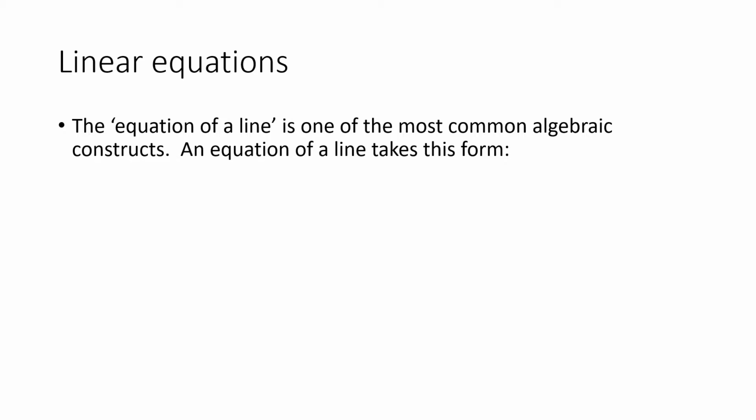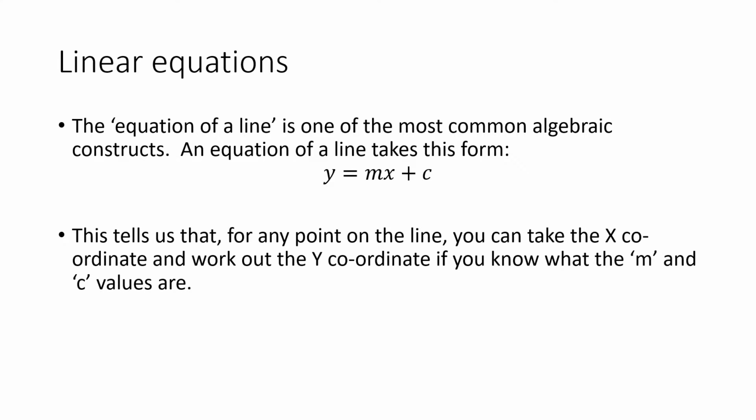So the equation of a line is one of the most common algebraic constructs. It takes this form, y equals mx plus c. You probably heard me mention it earlier. This tells us that for any point on a line, you can take the x coordinate and work out the y coordinate. So x is the known variable, y is the unknown variable, and we've got an m and a c value which we need to look at shortly.